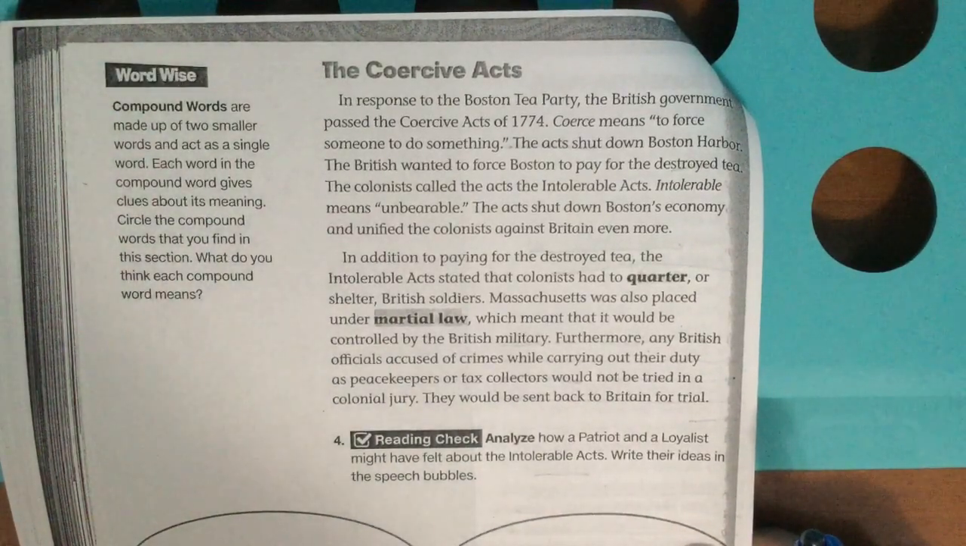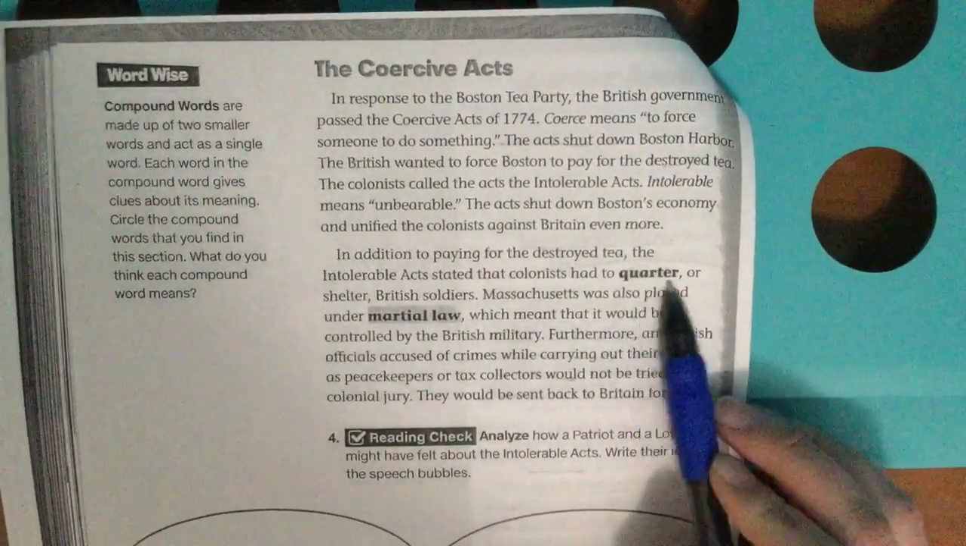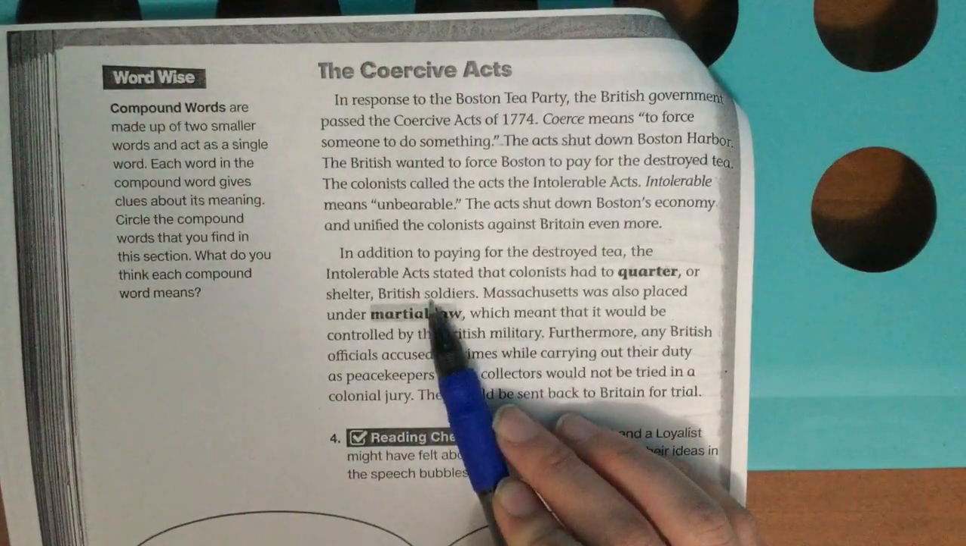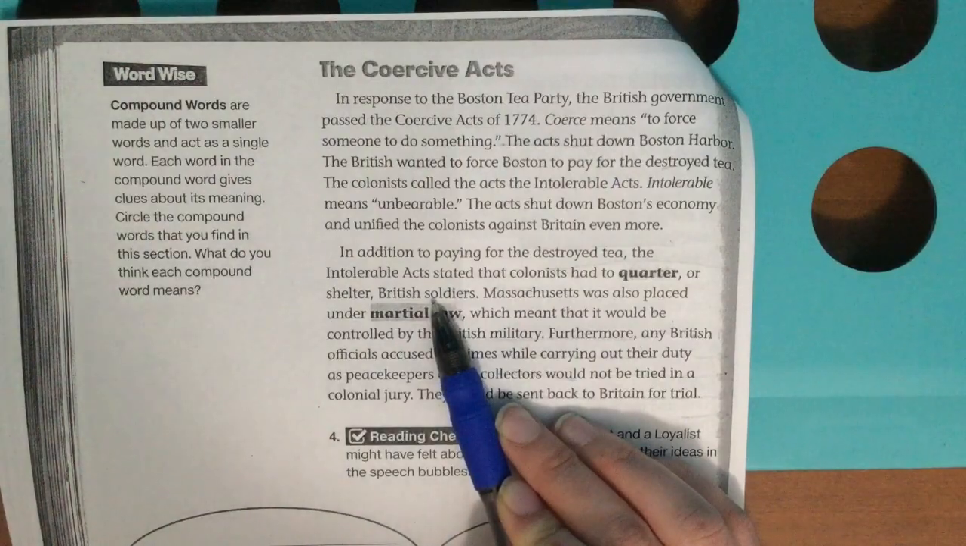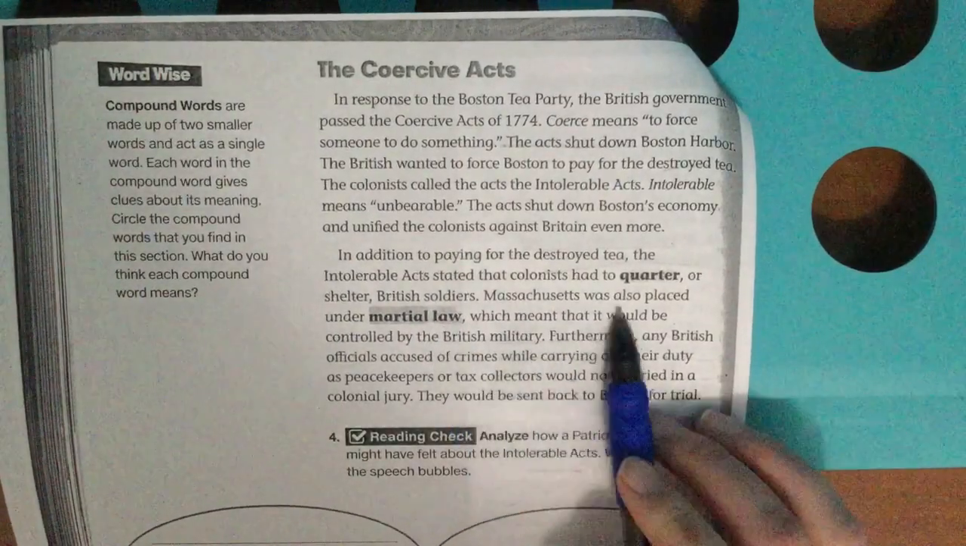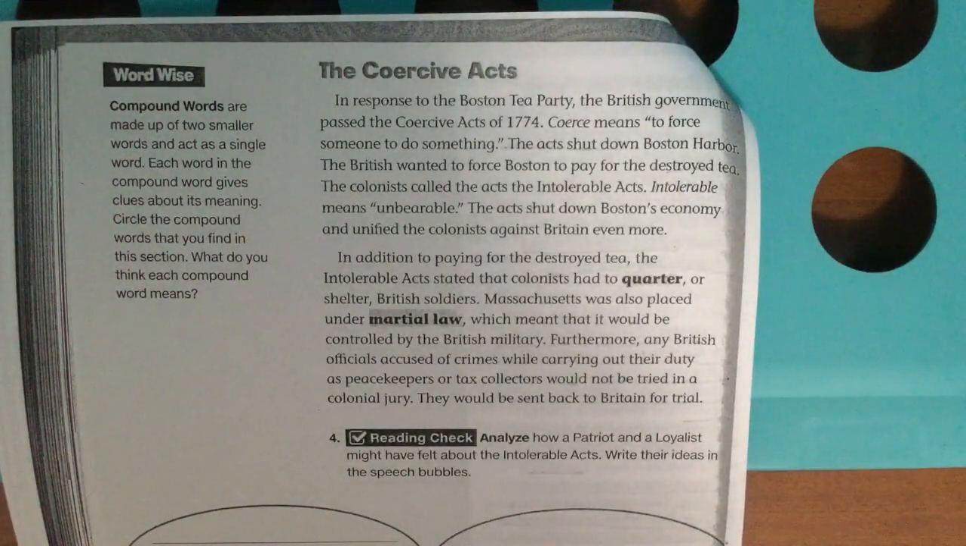In addition to paying for the destroyed tea, the Intolerable Acts stated that the colonists had to quarter, or shelter, the British soldiers. So on top of paying all these taxes, now they have to take care of the British soldiers. Okay? Massachusetts was also placed under martial law, which meant that it would be controlled by the British military. Furthermore, any British officials accused of crimes while carrying out their duty as peacekeepers or tax collectors would not be tried in a colonial jury. They would be sent back to Britain for trial.